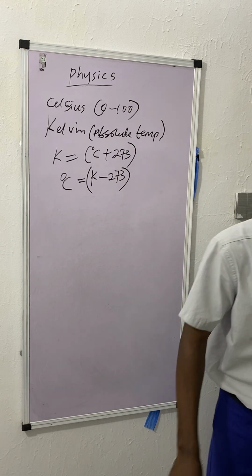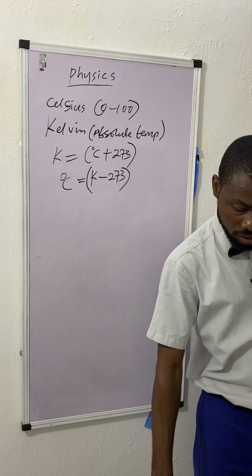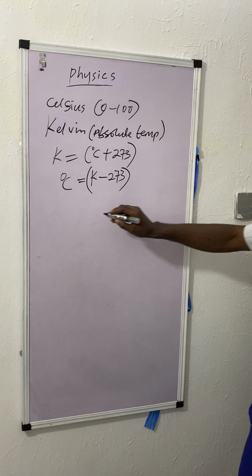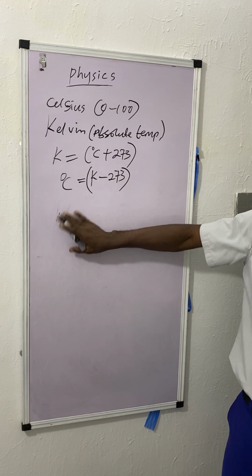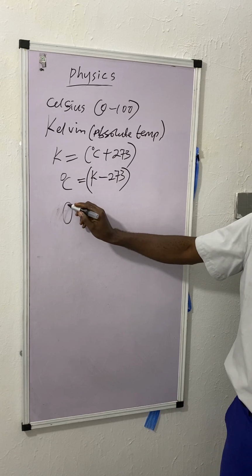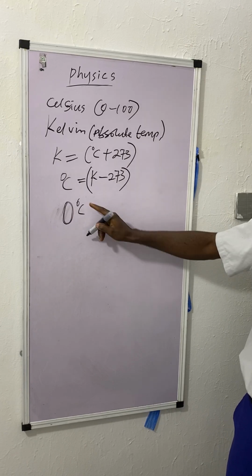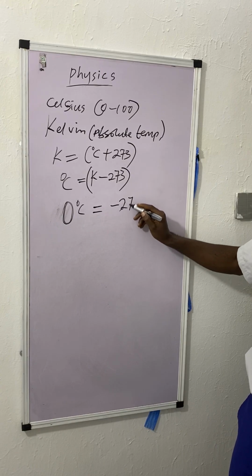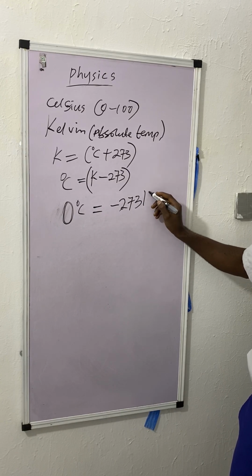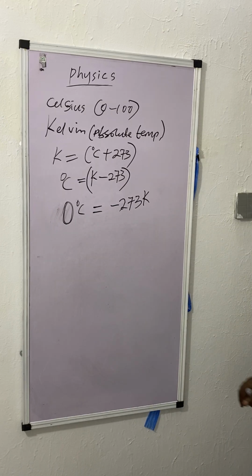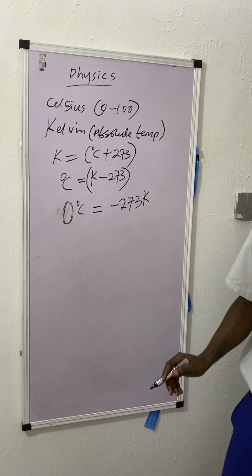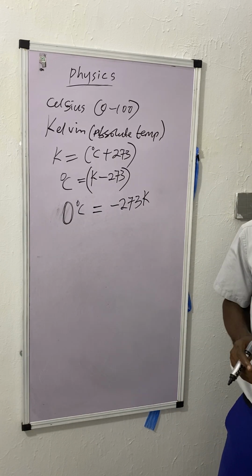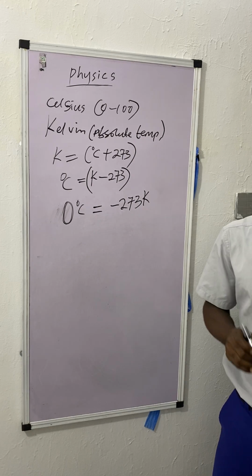All right. So at 0 degrees Celsius, this is equivalent to minus 273 Kelvin. 0 degrees Celsius is equal to minus 273 Kelvin. All right. Understand that.